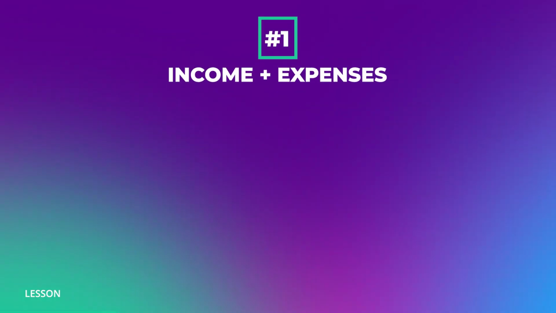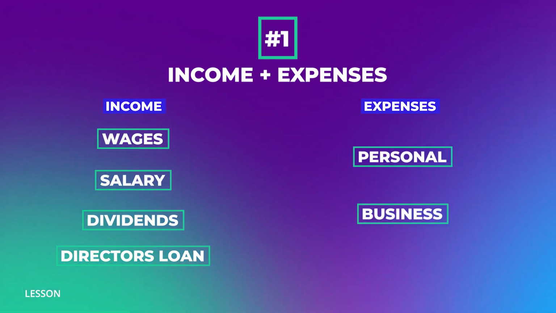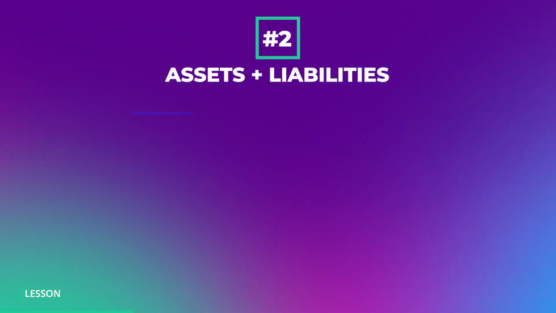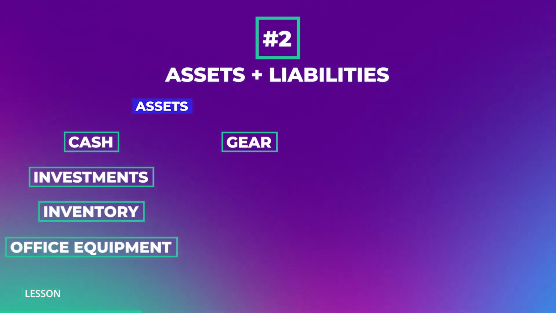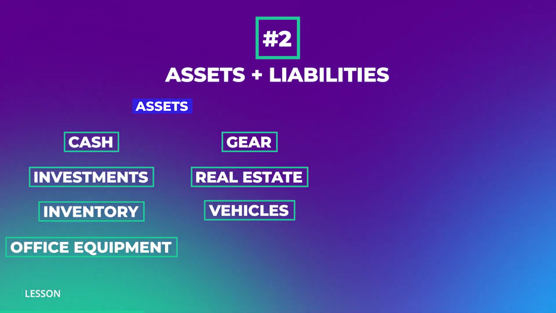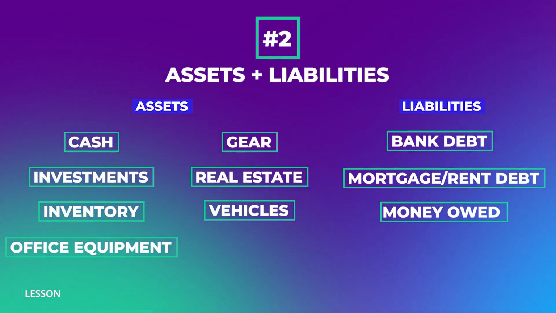Number 1, income and expenses. Essentially, your income, which typically includes your wages, salary, dividends, director's loans, etc., and your expenses, which are your personal and business expenses. Assets and liabilities. Assets are things that you own that have monetary value, like cash, investments, inventory, office equipment or gear, real estate, or any vehicles. Liabilities are places that you owe money, like bank debt, mortgage or rent, money owed to suppliers, wages and taxes. And lastly, goals.